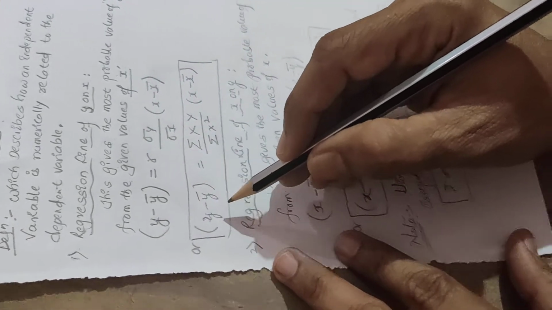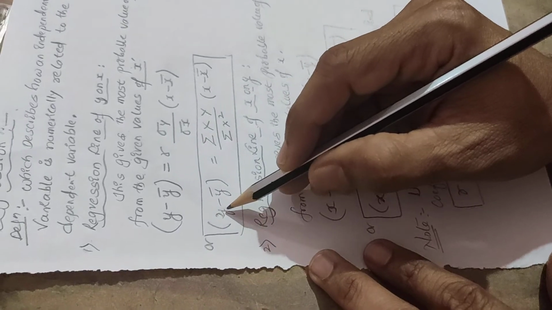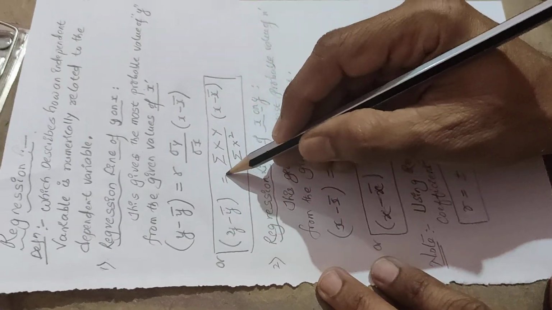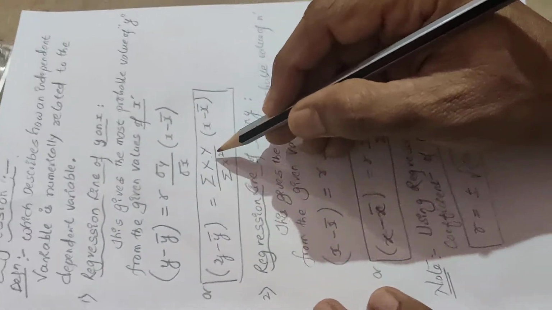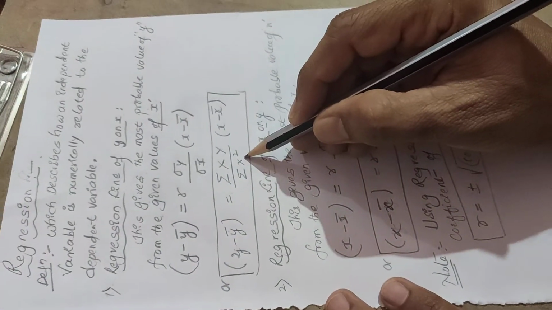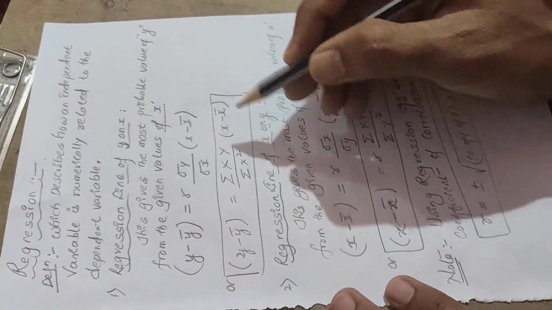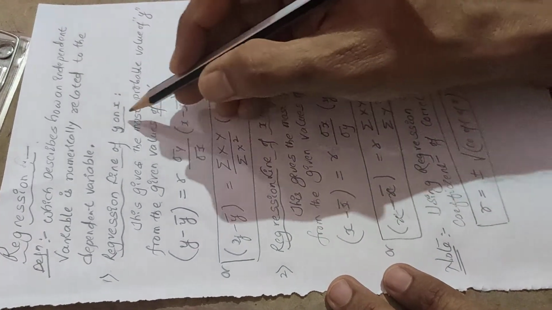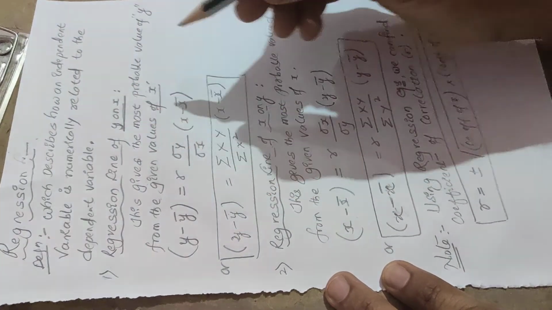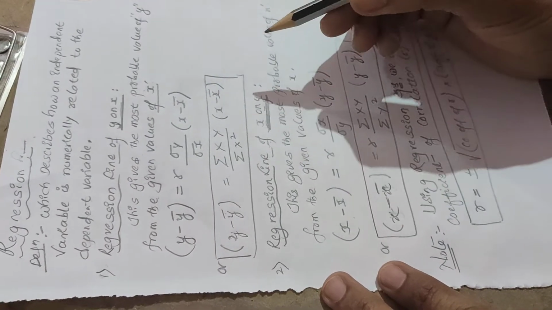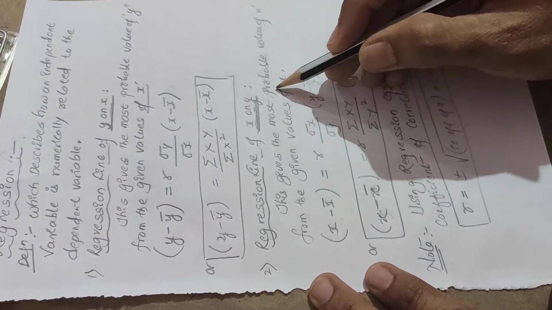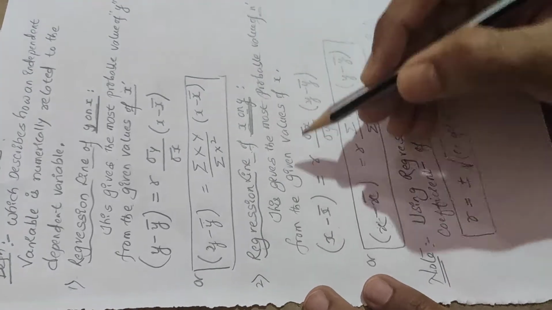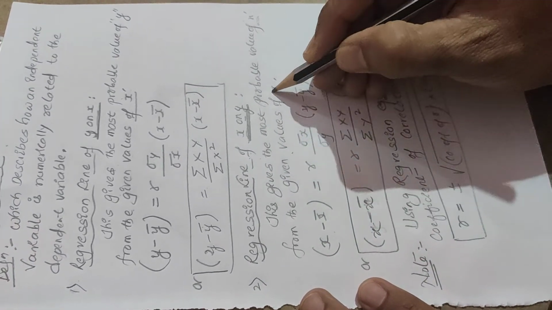Or I'll use another alternative formula: y minus y bar is equal to summation of xy divided by sum of x square into x minus x bar. Another formula is the regression of x on y. The first formula is y on x, so the second formula is x on y. This will give the most probable values of x from the given values of y.